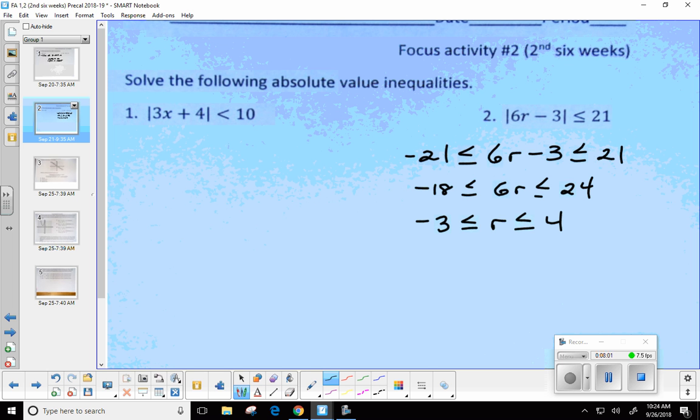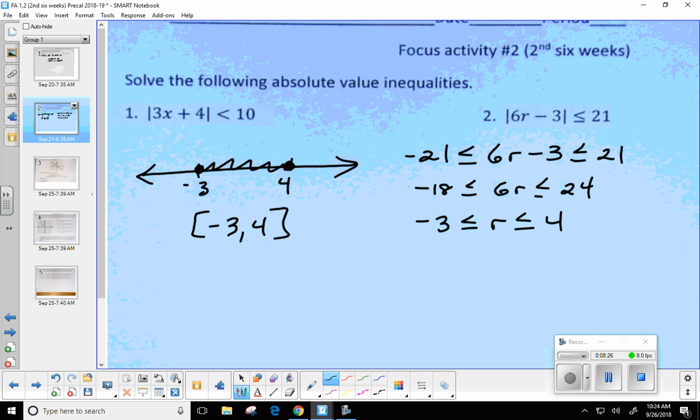Let's represent my answers graphically. So -3 and 4. Okay, closed this time because we are going to include them. And we want every value of r between them. What would it look like in interval notation? Bracket, -3, 4, bracket. There we go. Okay. All right. Good.